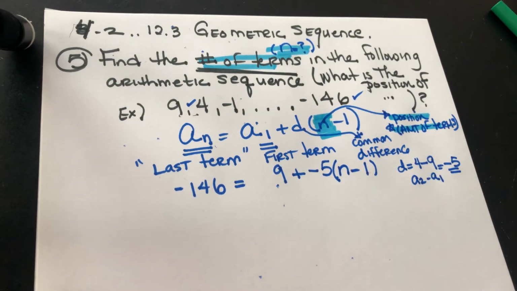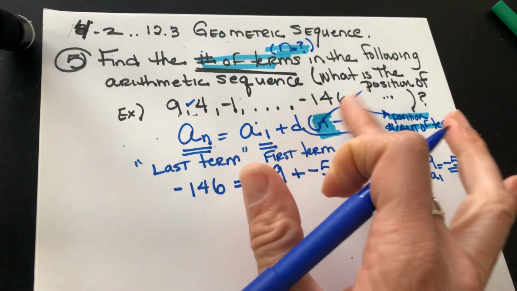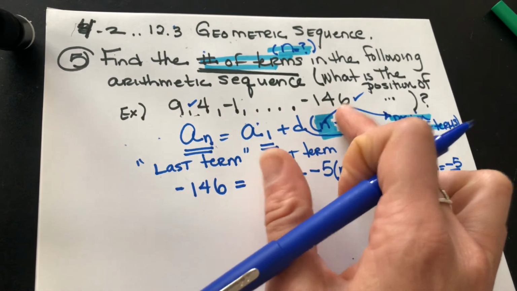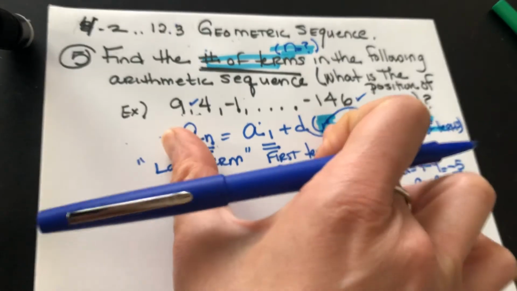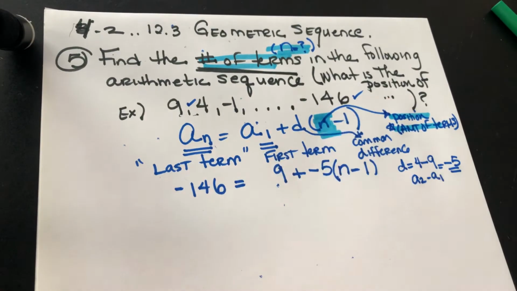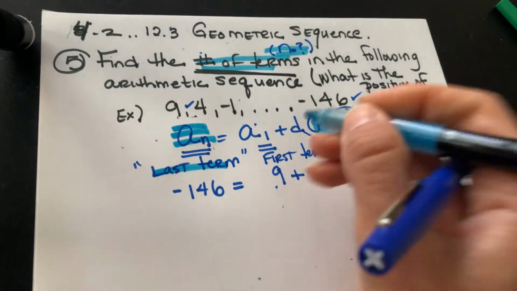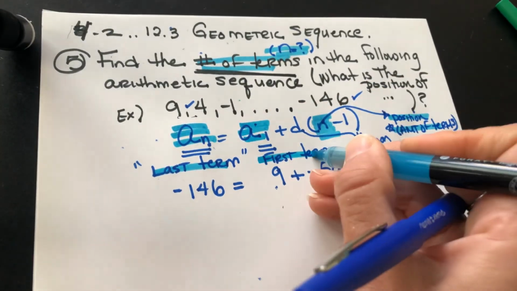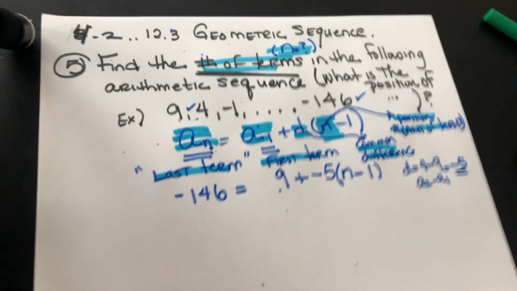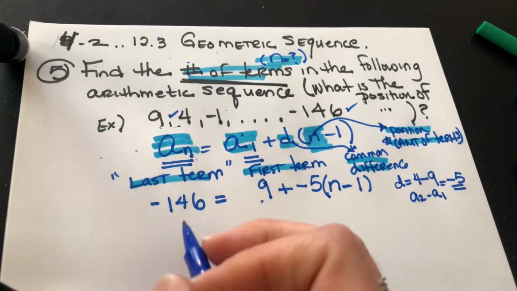The question is, how many terms are in this sequence? Sometimes you have finite sequences and infinite sequences. This sequence stops at -146, so please understand that this is my last term, which is why I refer to a sub n as my last term. A sub 1 is the first term, d is the common difference, and n is the amount of terms. With that in mind, you have all your values. Now we're just going to solve.